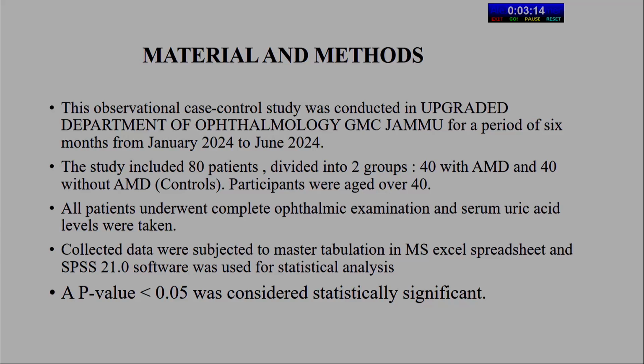The study included 80 patients divided into two groups: 40 patients with age-related macular degeneration and 40 without age-related macular degeneration, which served as controls. Participants were above 40 years of age. All patients underwent a complete ophthalmic examination and serum uric acid levels were taken. Collected data was subjected to master tabulation in an MS Excel spreadsheet, and SPSS 21 software was used for statistical analysis. A p-value of less than 0.05 was considered statistically significant.